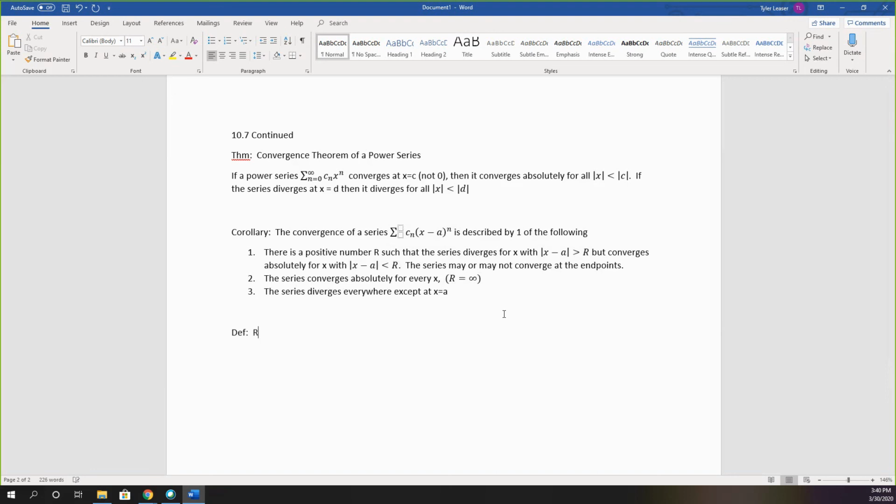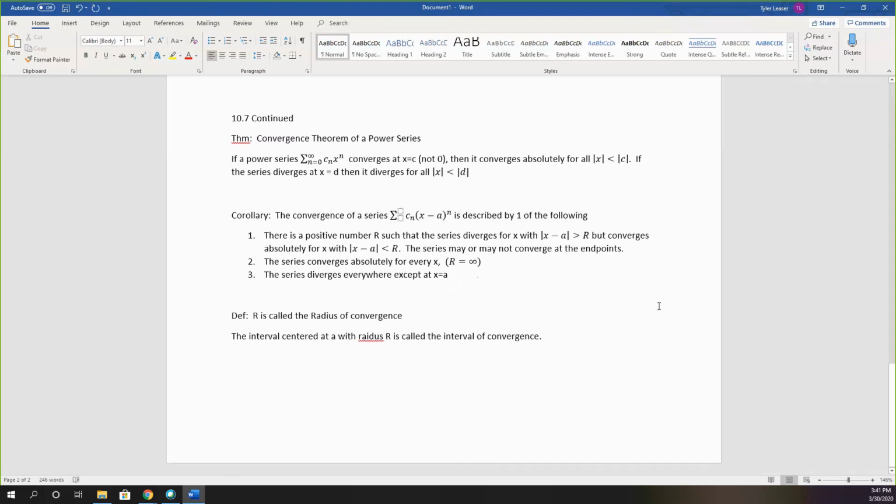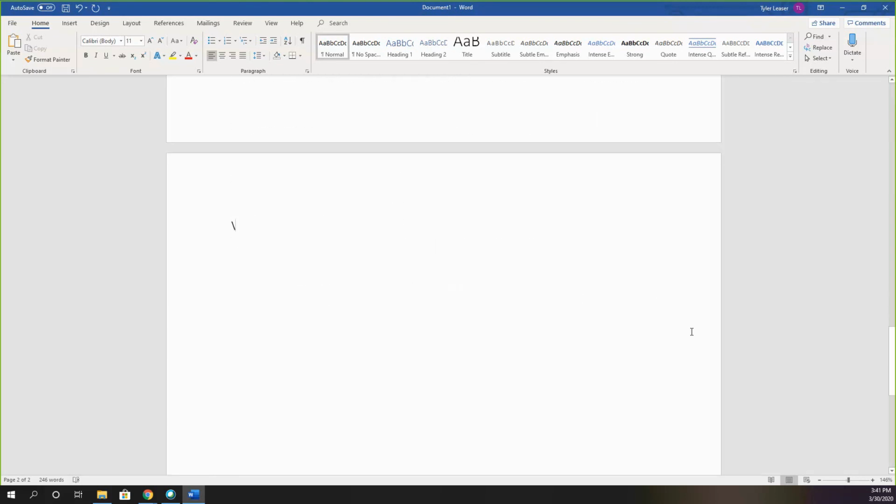The first thing is that R value that we're talking about. This is called the radius of convergence. The other thing is the interval. The interval centered at a with radius R is called the interval of convergence. This is finally going to lead us into your homework questions and potentially test questions in the future.